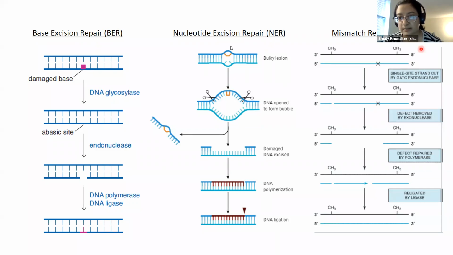And in mismatch repair, again, the defect, the mismatch, is cut out first by an endonuclease, which cleaves the DNA at one site, and then an exonuclease comes in and removes the nucleotides until the mismatch is removed. Then a DNA polymerase comes in and replaces the sequence that was just removed, and DNA ligase then anneals the DNA fragments together.